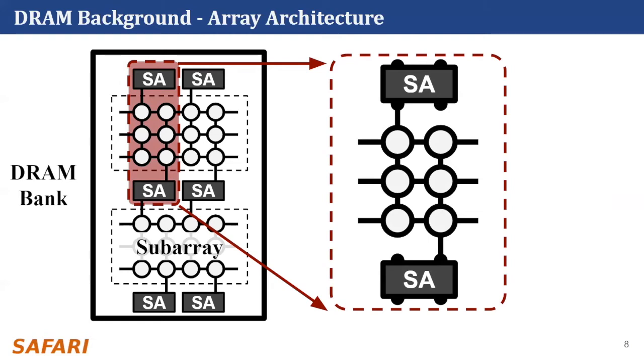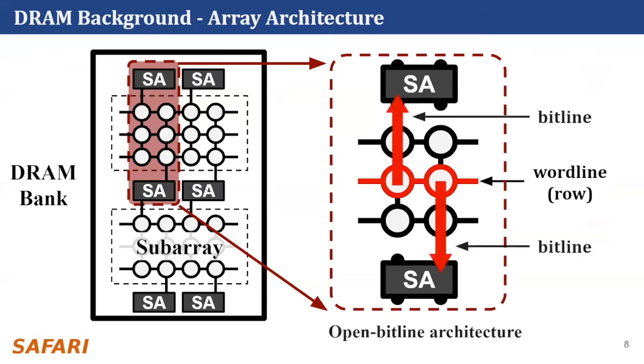To access data stored in the DRAM cells, the memory controller issues an activate command to activate a row of DRAM cells. The electric charge in the cells is then sensed and read by sense amplifiers placed on both sides of the subarray through bit lines. This kind of architecture is called open bitline architecture.